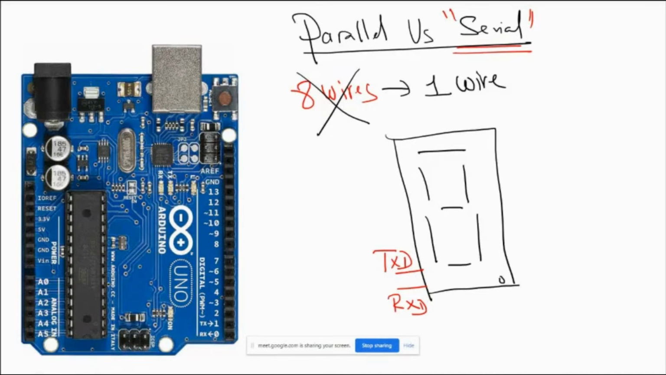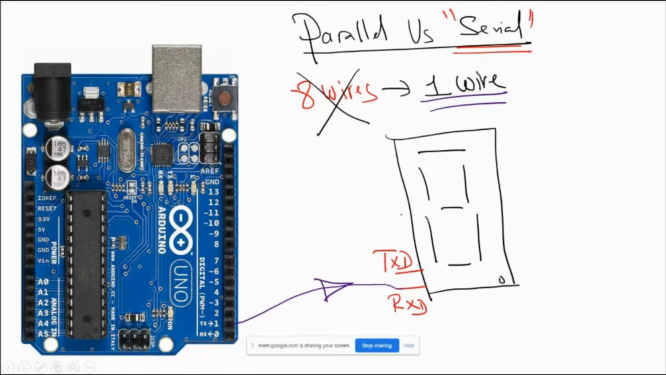In the bottom corner of your Arduino board, you have something called the transmit and the receive pin. The transmit pin is where the microcontroller, the Arduino, is capable of sending the data out serially. So I take the transmit of this and I connect it to the receive of the display. So with only 1 wire, I am able to transmit the complete information that is necessary for displaying all the 8 segments. With a single wire, I am able to completely communicate the entire 8-bit information.